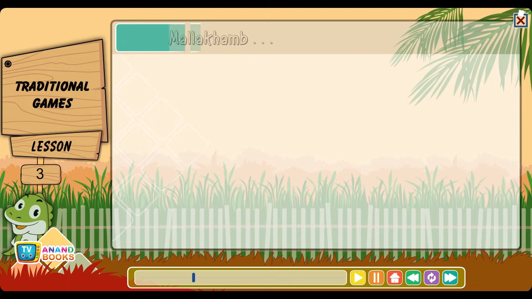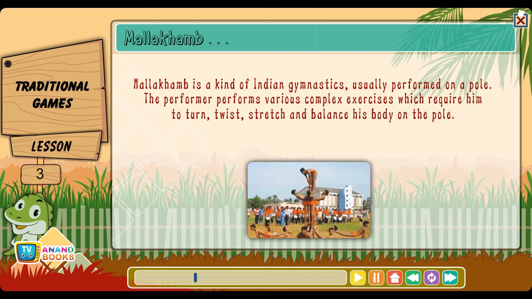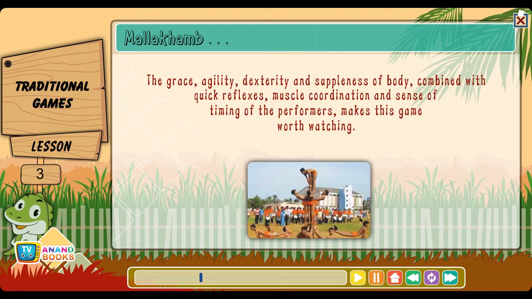Mallakhamb. Mallakhamb is a kind of Indian gymnastics, usually performed on a pole. The performer performs various complex exercises which require him to turn, twist, stretch and balance his body on the pole. The grace, agility, dexterity and suppleness of body combined with quick reflexes, muscle coordination and sense of timing of the performers make this game worth watching.